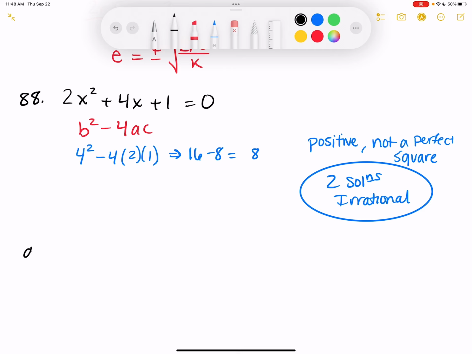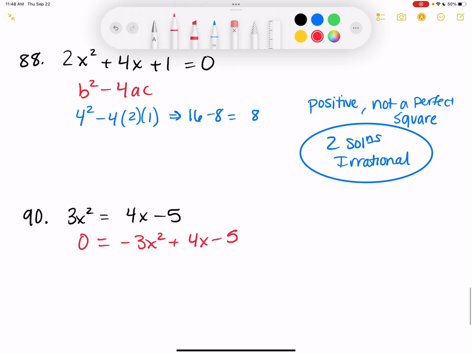All right, let's do one more of these ones. Number 90. 3x squared equals 4x minus 5. So what do we need to do first in order to be able to do this problem? Move 3x over, so 0 equals negative 3x squared plus 4x minus 5. So then, what am I plugging in? 4 squared minus 4 times negative 3 times negative 5.